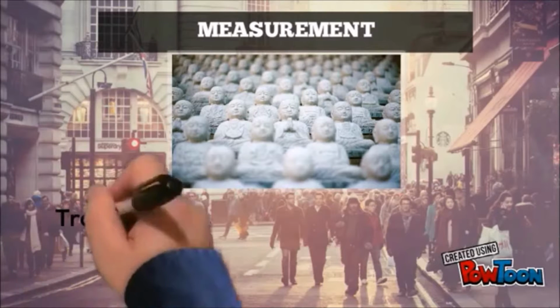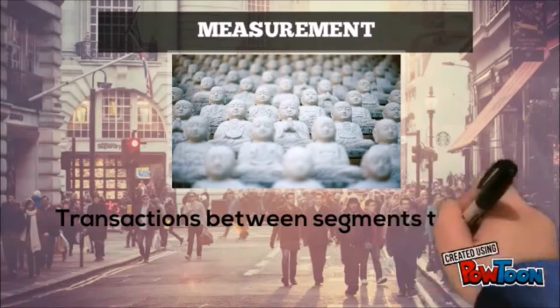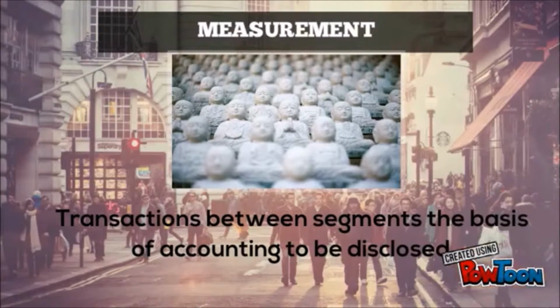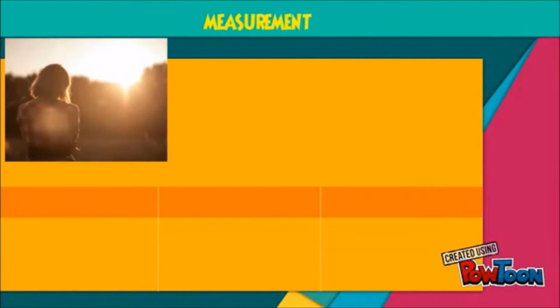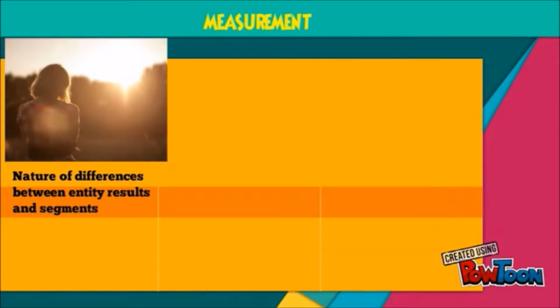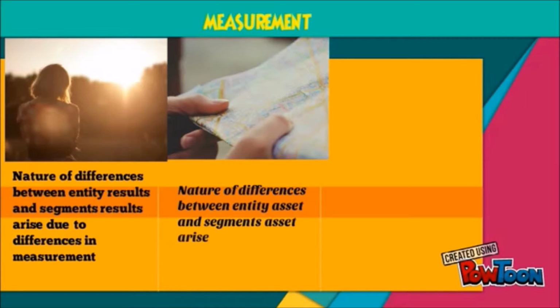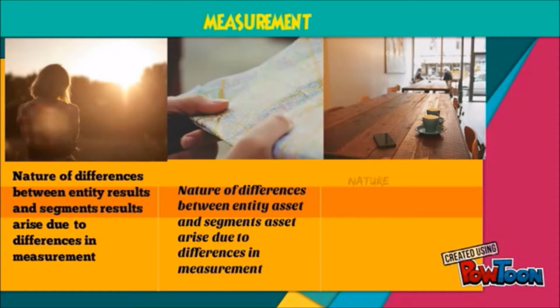Measurement: the transactions between segments and the basis of accounting must be disclosed. Measurement also covers differences between the entity result and the segment results, differences between entity assets and segment assets, and differences between entity liabilities and segment liabilities.